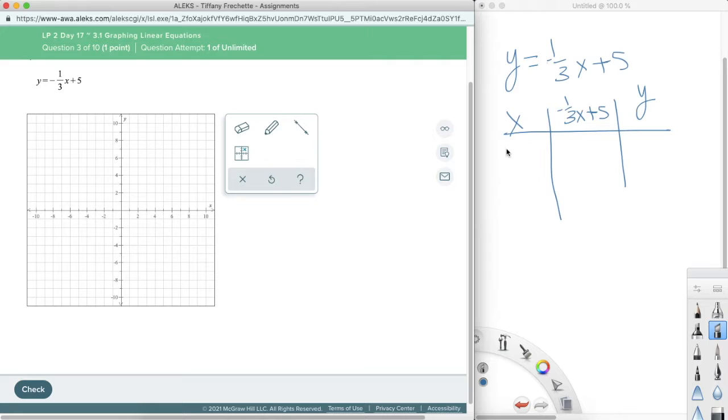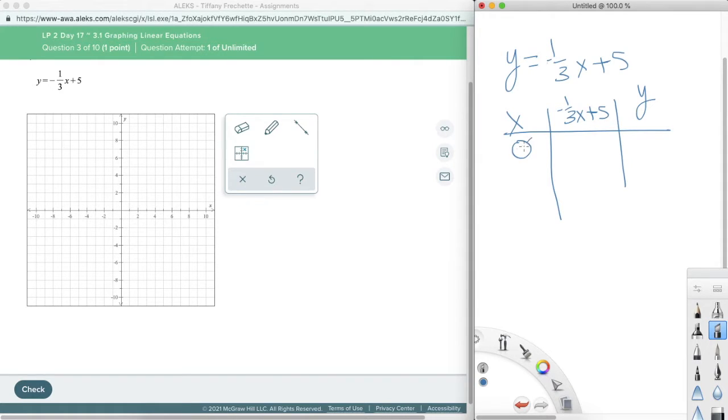So with this one, 0 is still a good one because anything times 0 is going to go away. But instead of picking 1 and 2, I'm going to go with numbers that will eliminate the 3. So I'm going to go with 3 and 6 because they're divisible by 3.